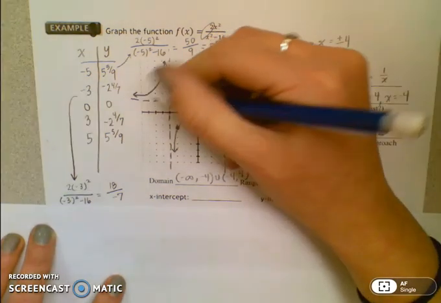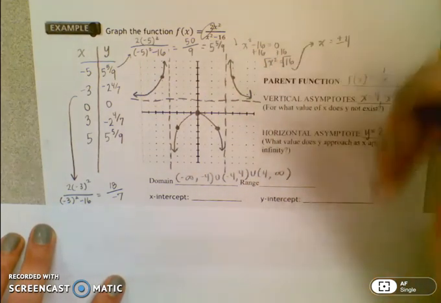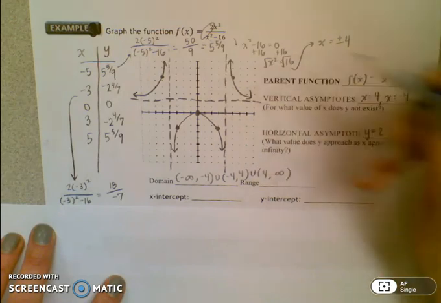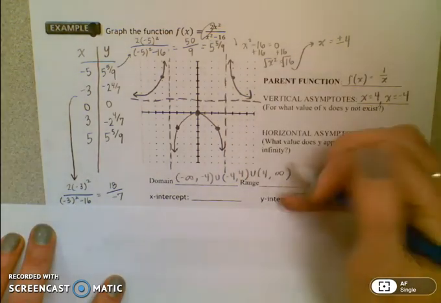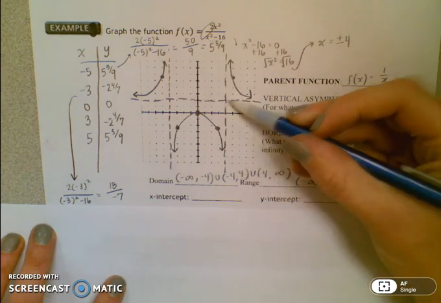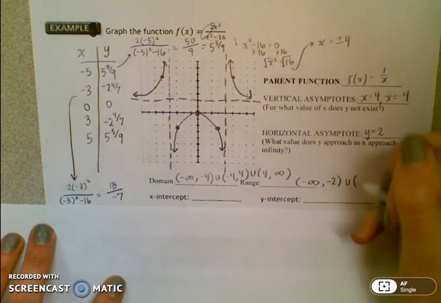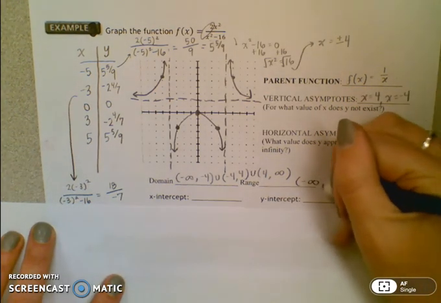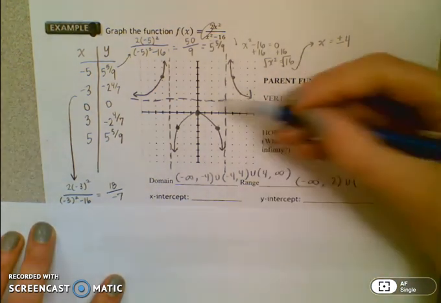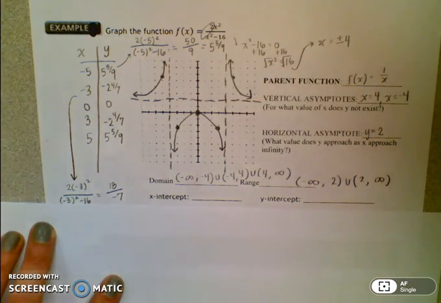My range has a gap. It's no longer negative infinity to infinity. My range has a gap at that horizontal asymptote of positive 2. So my range is negative infinity to positive 2, union 2 to infinity.